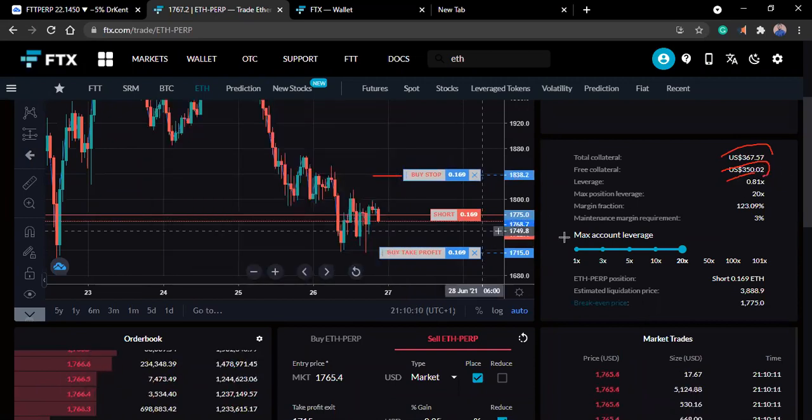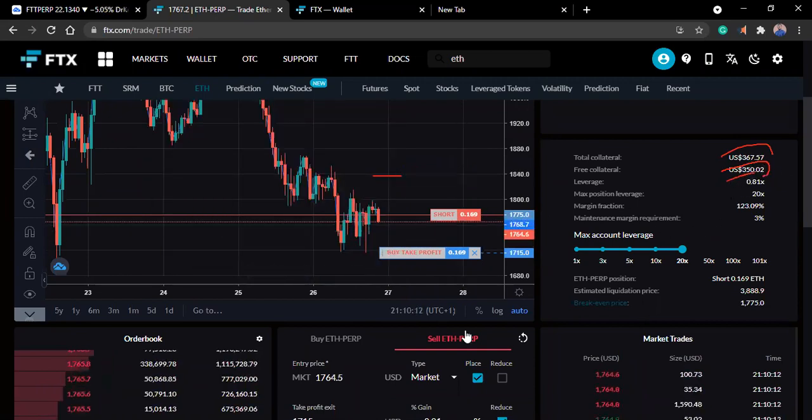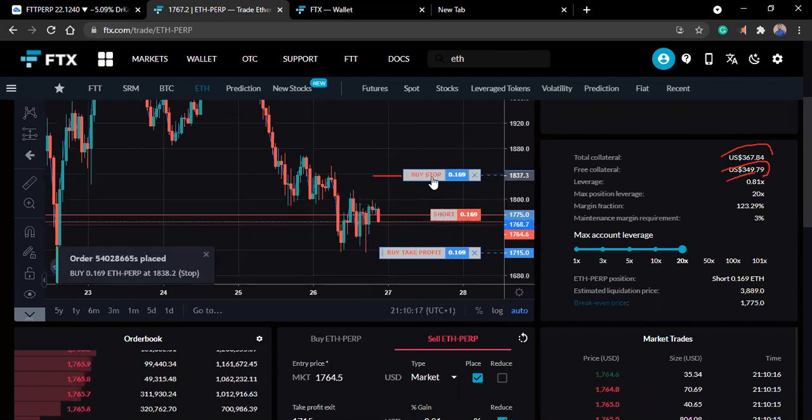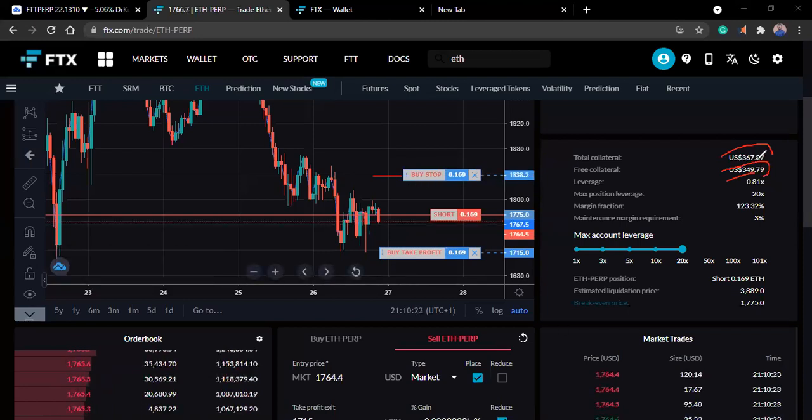So it means that I entered this trade here. My stop loss is at $10. If I lose this trade, I minus $10. That $10 has been removed from my total collateral, and now I have $349 remaining. Now, if I enter more trades, let me enter another trade.